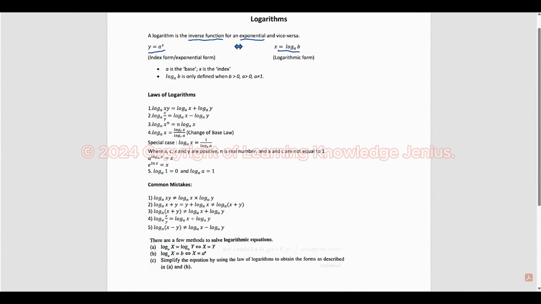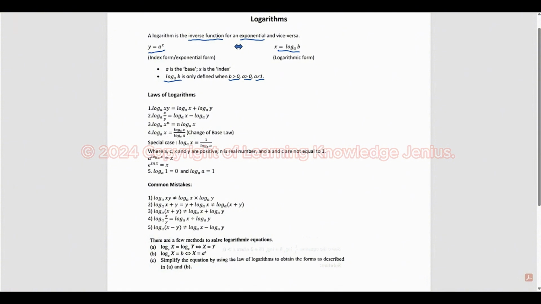But there's a requirement for the index form to convert to the logarithm. It is this one. As you can see here, for the logarithm, the b has to be more than 0, the a has to be more than 0, and the a cannot equal 1. So in case sometimes they ask you to solve for the condition for it to be valid, you always need to state these three things for the b and a.